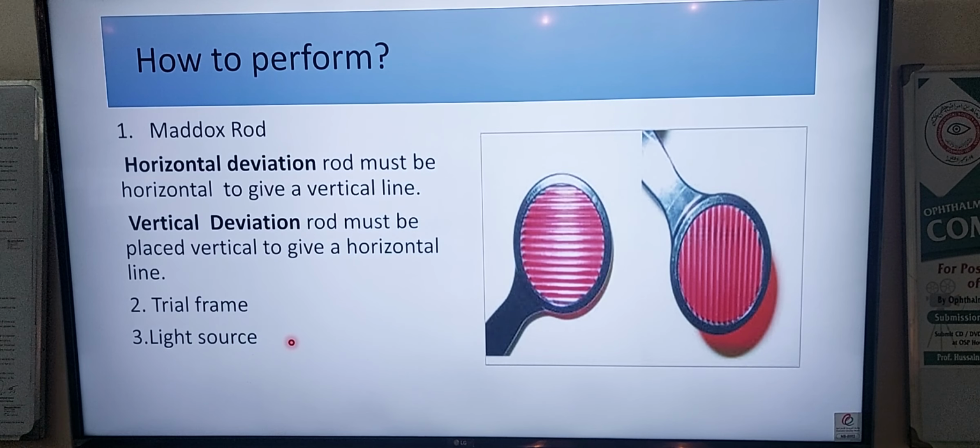Next thing, we're going to need a trial frame and a light source. It can be performed at near distance and far distance. Near distance will be 33 centimeters and far distance will be 6 meters.